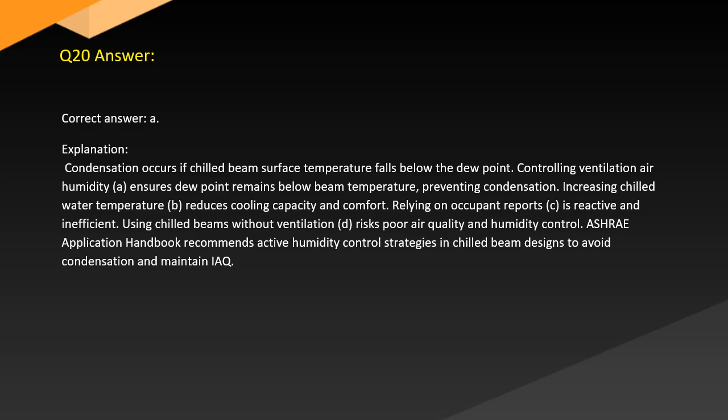Answer. Correct answer A. Explanation. Condensation occurs if chilled beam surface temperature falls below the dew point. Controlling ventilation air humidity (A) ensures dew point remains below beam temperature, preventing condensation. Increasing chilled water temperature (B) reduces cooling capacity and comfort. Relying on occupant reports (C) is reactive and inefficient. Using chilled beams without ventilation (D) risks poor air quality and humidity control. The ASHRAE Application Handbook recommends active humidity control strategies in chilled beam designs to avoid condensation and maintain IAQ.